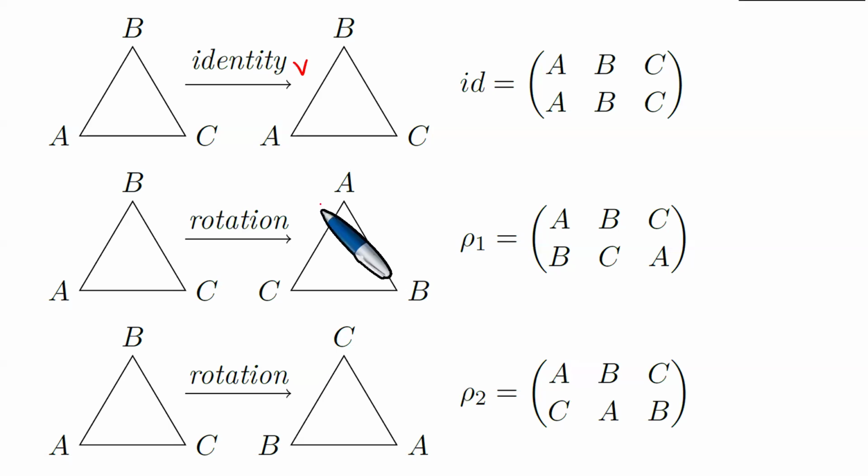So you're able to see, therefore, that in the identity symmetry, this is fixed here. All right, so A goes to A, B goes to B, C goes to C. You can see that each of these vertices is fixed.